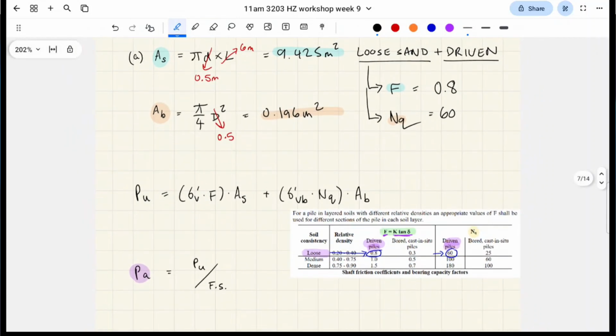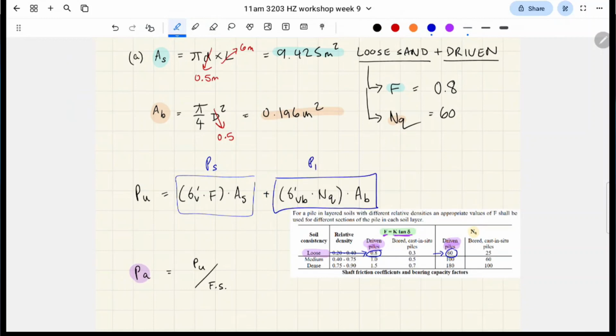Okay. Next, I've just put in our formula. This is the P of the shaft, and this is the P of the base, right? So in a simple case, this is what our capacity for this pile would be if we only have one layer, right? That's just the layer of the sand. Let's plug in everything, okay?